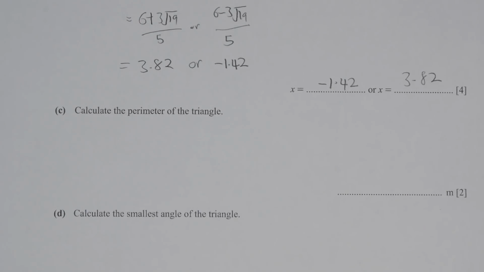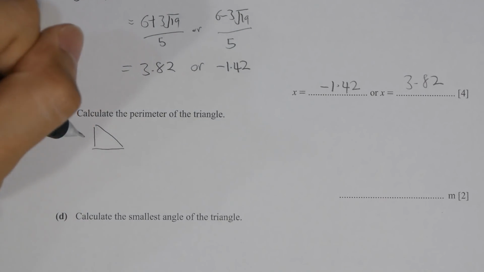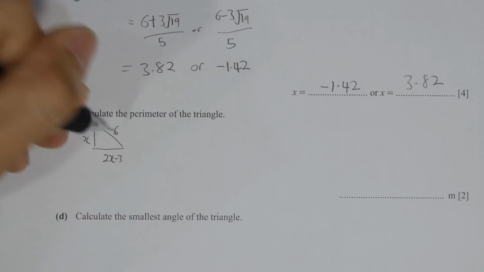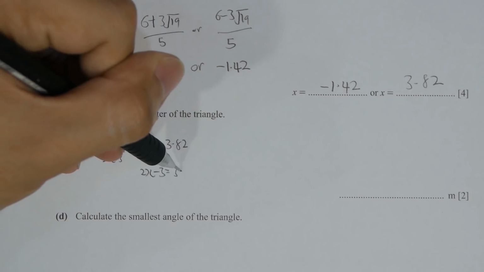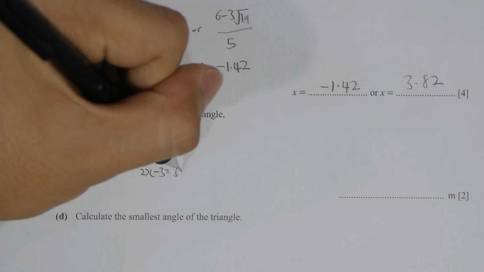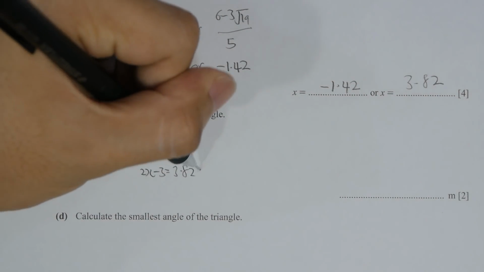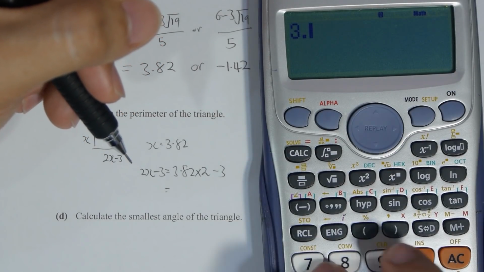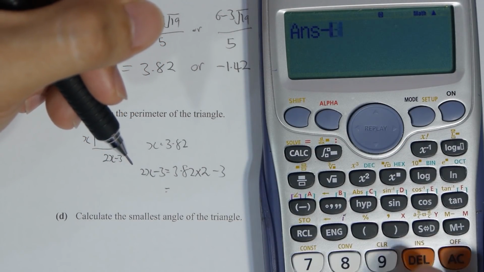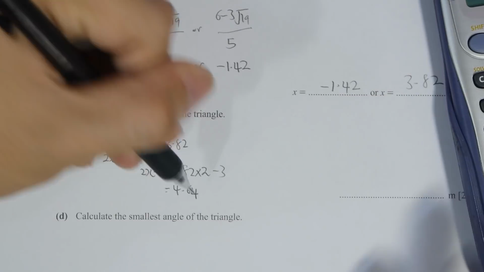For part C, all you need to do to find the perimeter of the triangle is to choose one of the results that you have gotten earlier. In our case, I choose 3.82, because for centimetres it is not possible for it to be negative. After I run the calculation, I get the perimeter as 14.46.